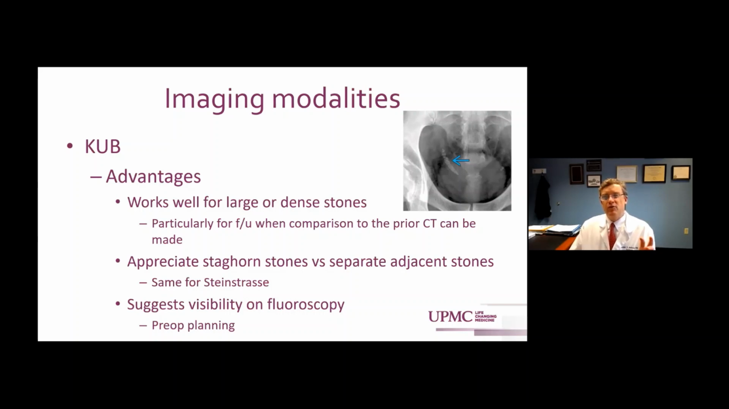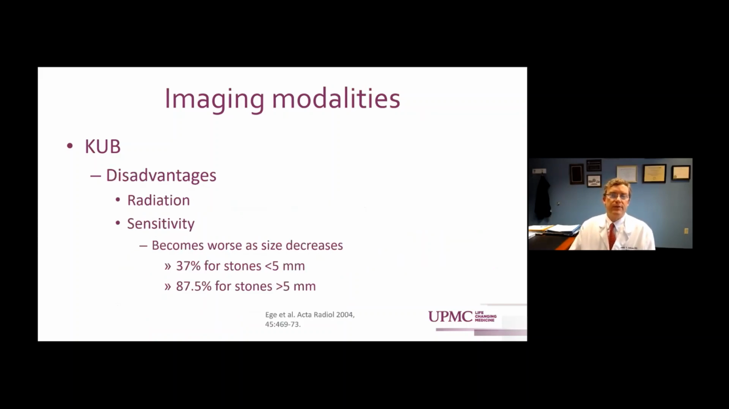And again, KUB are great, similar to ultrasound, great for follow-up when you already know how many stones, how big they are, how dense they are. If you know it's medium-sized and dense, you're going to be able to see it on the KUB for follow-up. One other nice little bonus is if you can see it nicely on a KUB, you'll know it will be there on fluoroscopy if you're looking to do either a percutaneous or a shockwave lithotripsy procedure using fluoroscopy. The disadvantages, of course, are that there is still some radiation, and from a sensitivity point of view, the chance of actually seeing that stone goes down significantly as the size gets lower, being really not that great for stones that are smaller than 5 millimeters, but quite good above that.